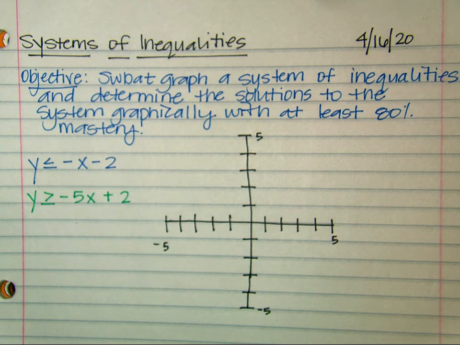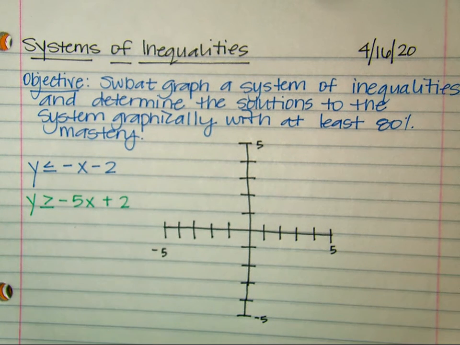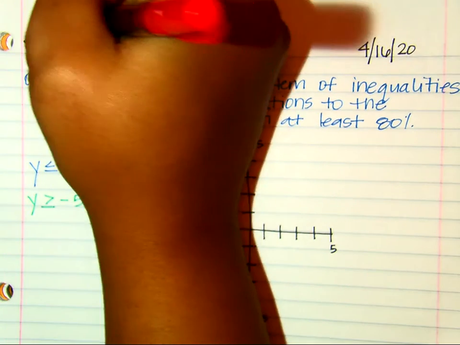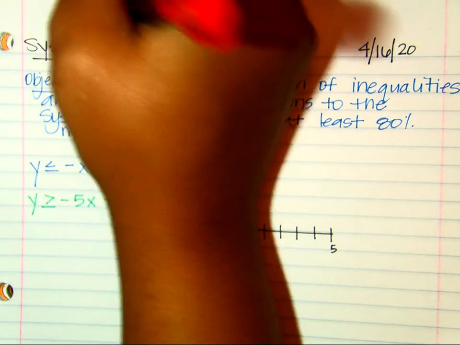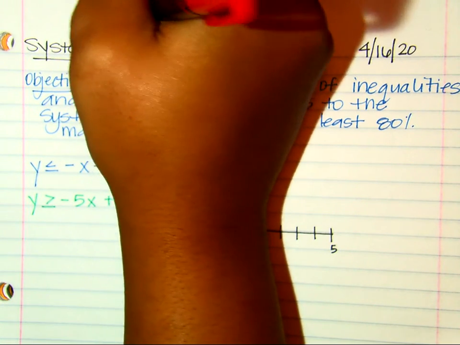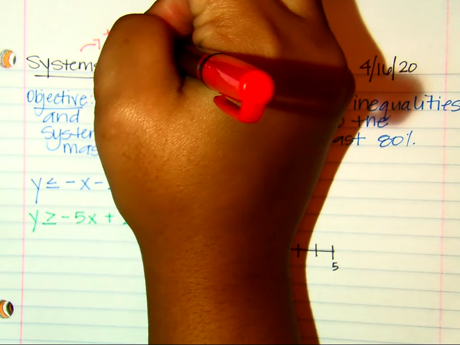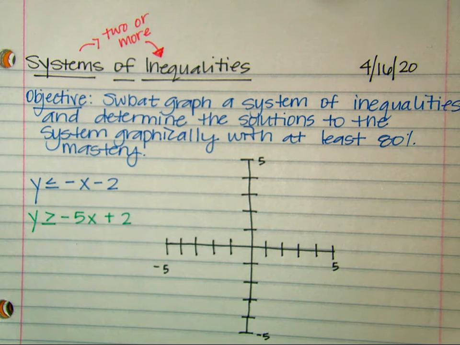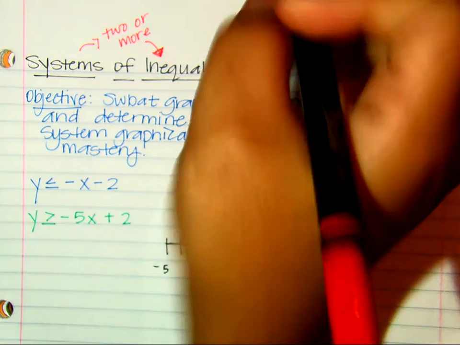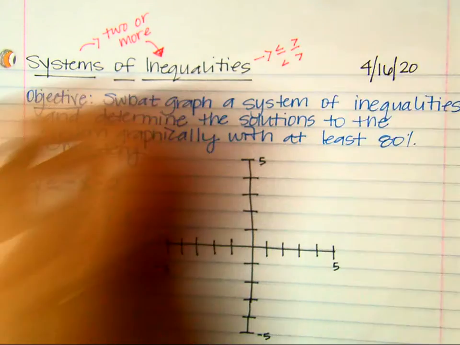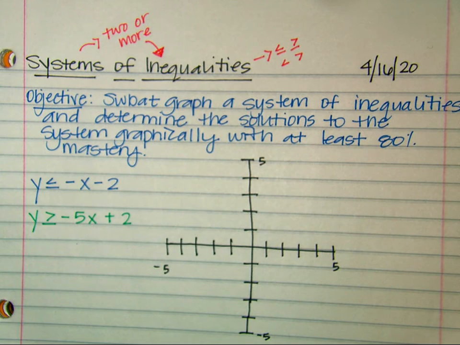So before I go into this example that I have written here, I do want to let you know that a system means two or more. So if we have a system, that means we're talking about two or more equations or inequalities. In this case, we're saying two or more inequalities. Now, the difference between the equations and the inequalities is that we're going to use inequality symbols, which are greater than or less than, greater than or equal to, or less than or equal to. The equations is when we use an equal sign.